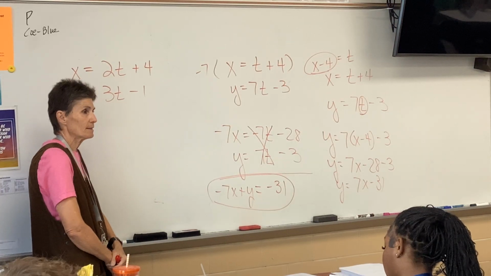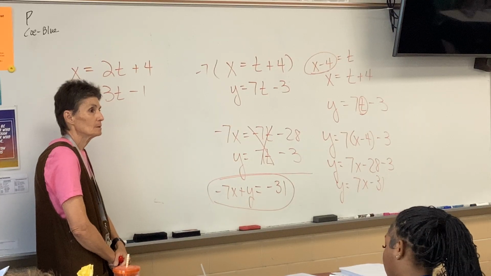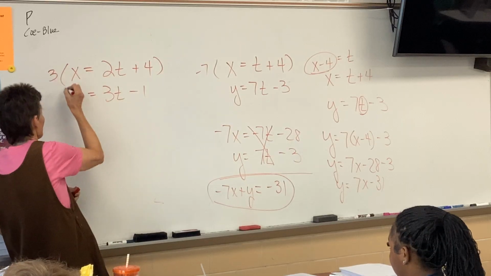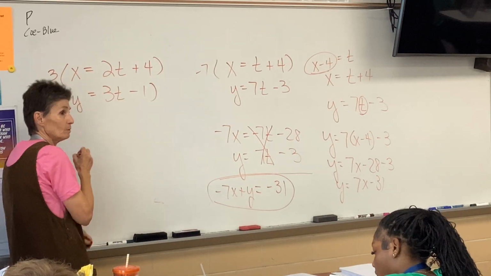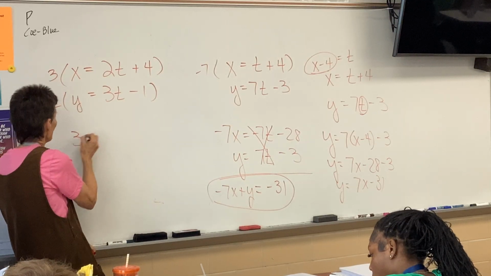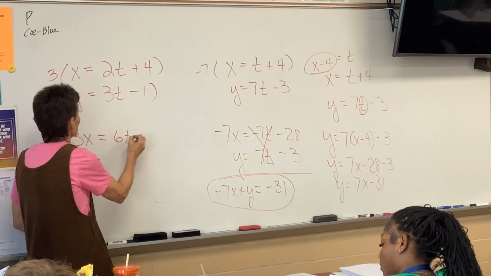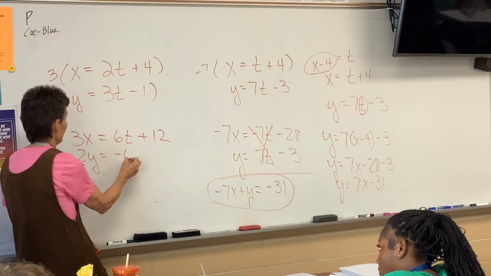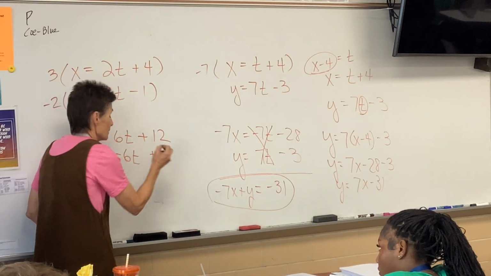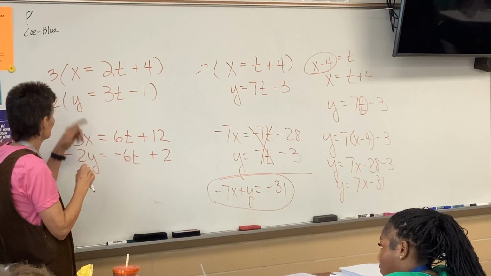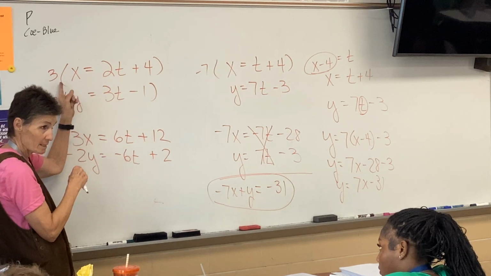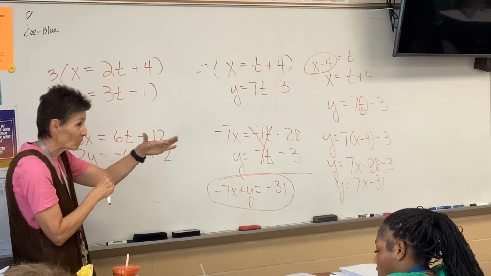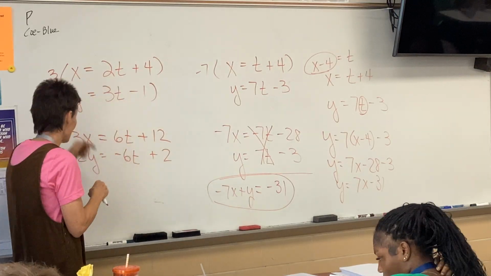Jordan, what did you decide to do? Multiply the top by 3 and the bottom by -2. So she multiplied the top by 3 and the bottom by -2, because that will make the t's cancel out. Now, could she have multiplied this one by -3 and this one by +2? Yeah, you multiply by whatever you need to make them cancel.